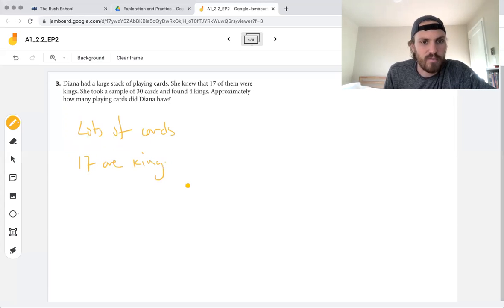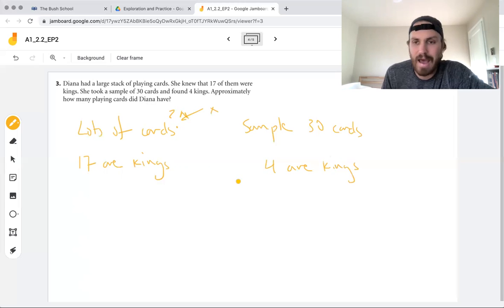Okay, that's great. She took a sample of 30 cards. Sampled 30 cards, and 4 of those were kings. Interesting. Approximately how many playing cards did Diana have? So this right here is our x, because that's what we're looking for. Lots of cards, but how many?